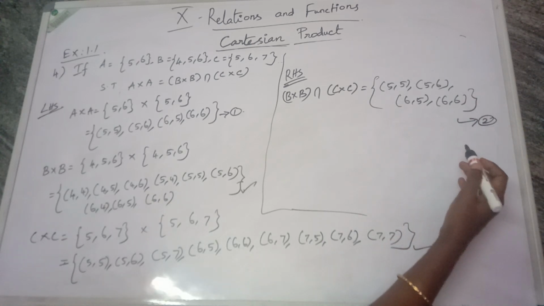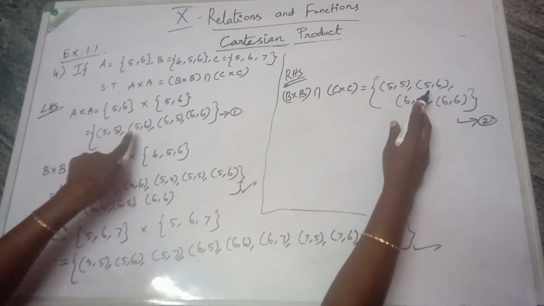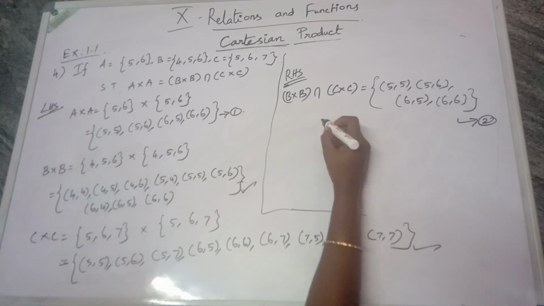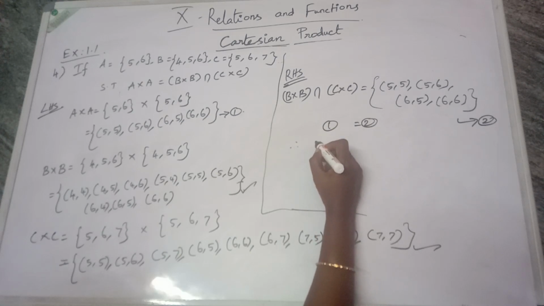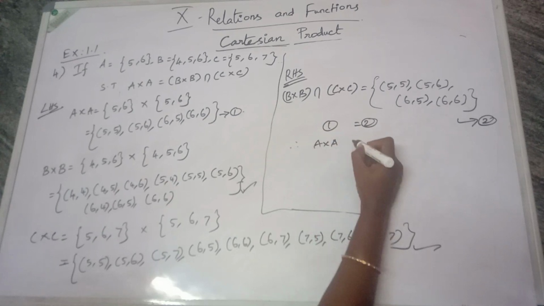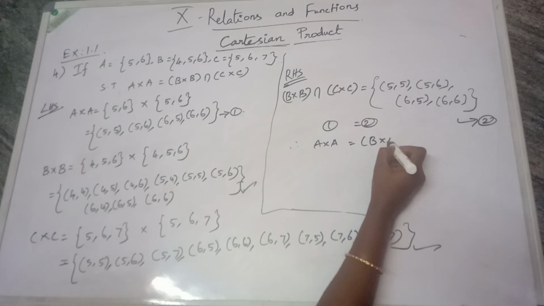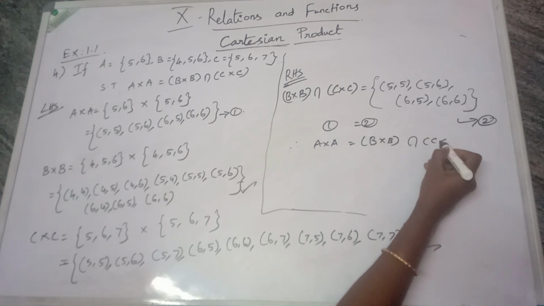Now we compare with 1: (5, 5), (5, 6), (6, 5), (6, 6). So 1 is equal to 2. Therefore left hand side is equal to right hand side. Therefore A cross A is nothing but B cross B intersection C cross C.